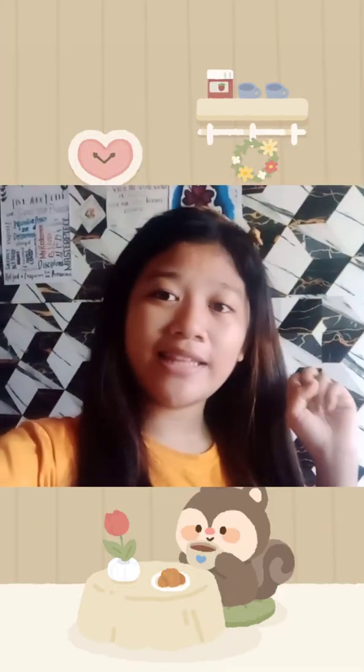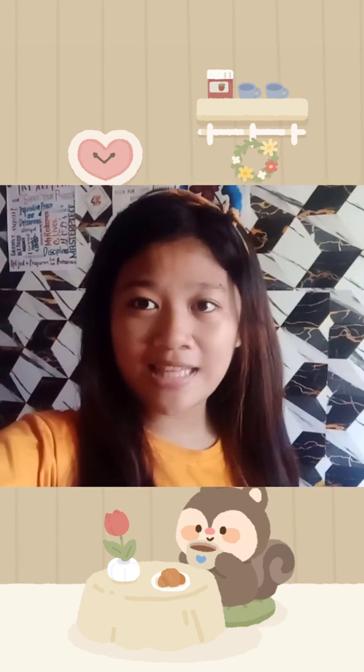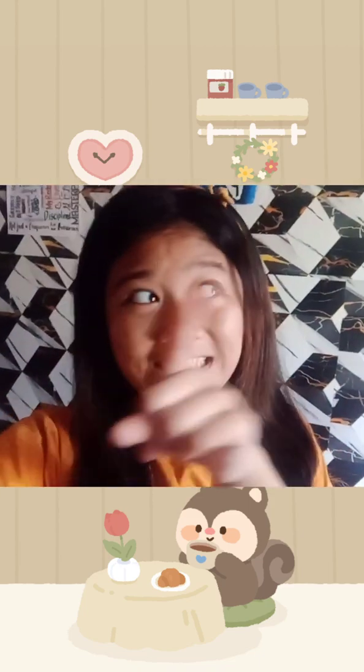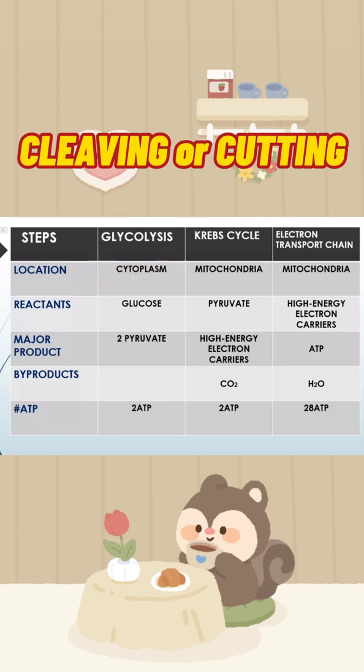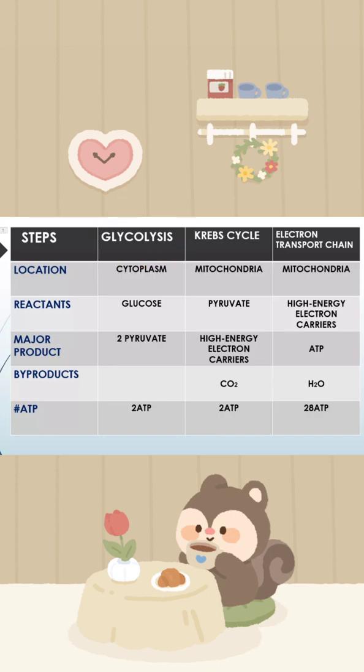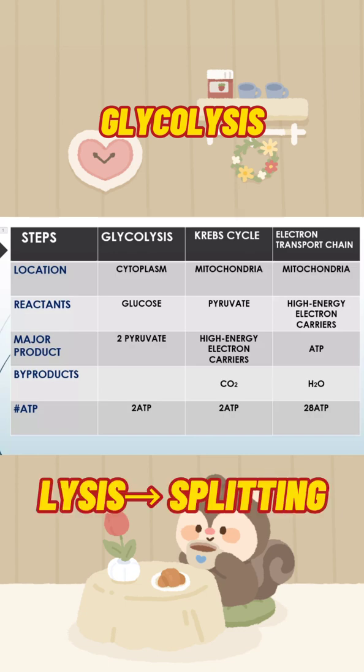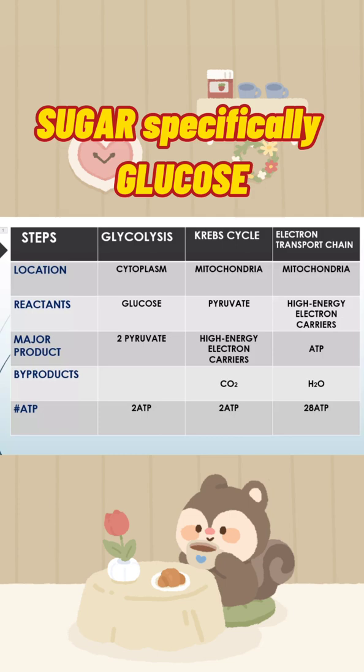So guys, gagamit ako ng table para maunawaan natin kung ano nga ba yung topic na i-discuss namin. So without any further ado, let's get to it. Glycolysis. It occurs in cytoplasm. What goes in glycolysis? As you can probably figure out in the name, glycolysis literally means cleaving or cutting. A simple sugar, so the sugar that we are cutting, in this case is glucose. In the word glycolysis, the lysis means splitting. Splitting up sugar, or more specifically glucose.